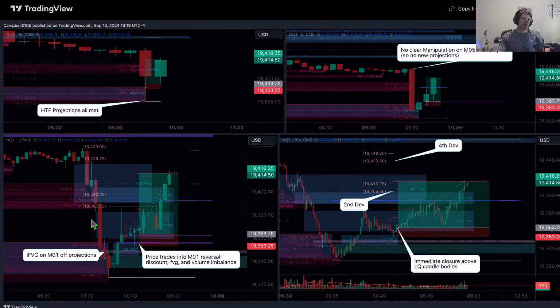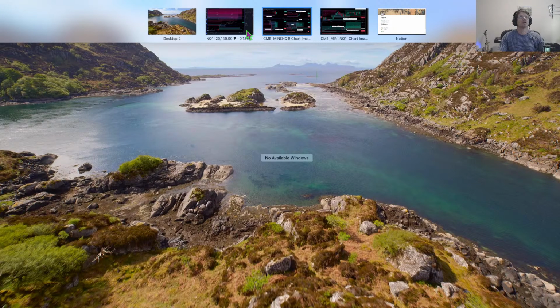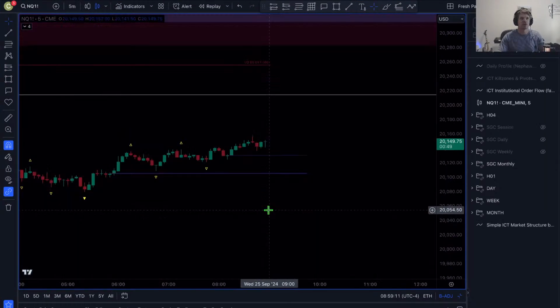One thing that sometimes I try to wait for is an M1 liquidity sweep, but in this case, right, you had the immediate inversion of that last fair value gap, and then the test and hold of this. You had volume imbalance there, so I missed that yesterday. Let's just go review what I missed yesterday, what I was talking about.